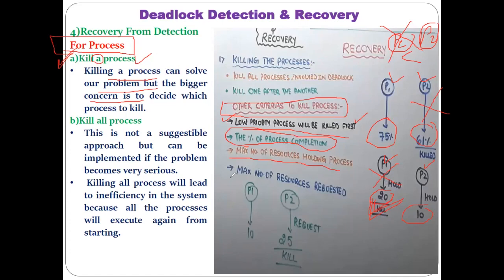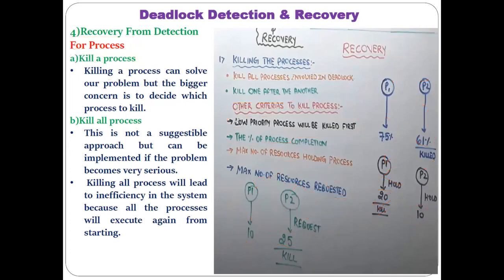The fourth criterion to decide which process should be killed first in this first case, killing a single process at a time, is the maximum number of resources requested. If there are two processes P1 and P2, P1 has requested 10 resources and P2 has requested 25 resources. Then it is better to kill P2 first because it has requested 25 resources as compared with the 10 resources requested by P1.